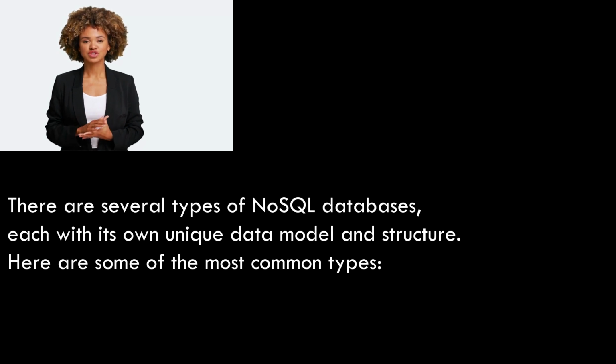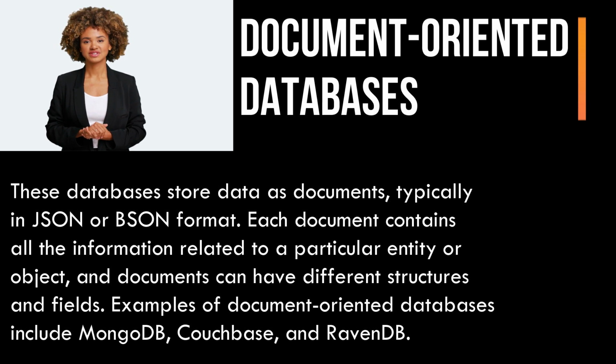Types of NoSQL databases: document, key-value, column family, graph, etc. There are several types of NoSQL databases, each with its own unique data model and structure. Here are some of the most common types. 1. Document-oriented databases. These databases store data as documents, typically in JSON or BSON format. Each document contains all the information related to a particular entity or object, and documents can have different structures and fields. Examples of document-oriented databases include MongoDB, Couchbase, and RavenDB.